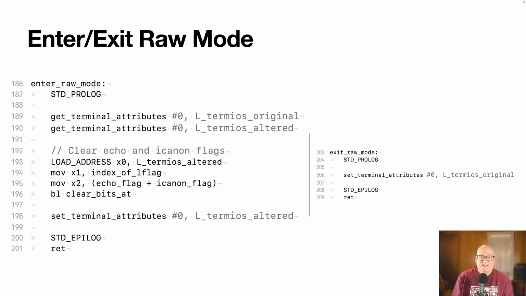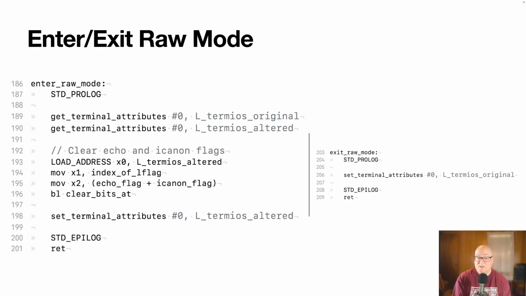Okay, and then to enter and exit raw mode, that's sort of the missing piece for us. We enter raw mode, we're going to get 2 copies of the attributes, ltermios original and ltermios altered. We're going to keep the original as it was, and we're going to alter the altered one. So to alter it, we're going to clear echo and canonical flags.